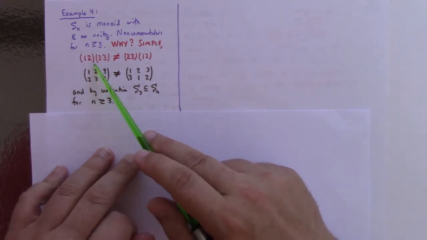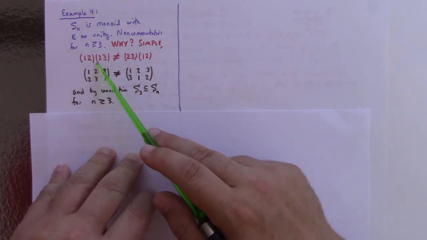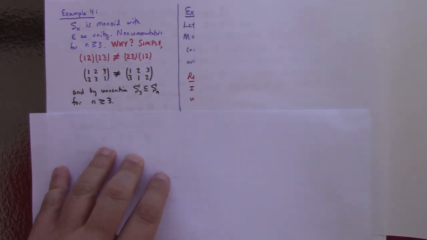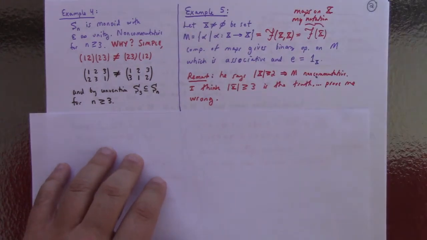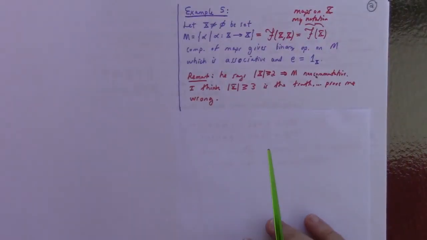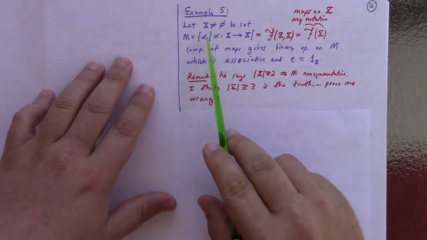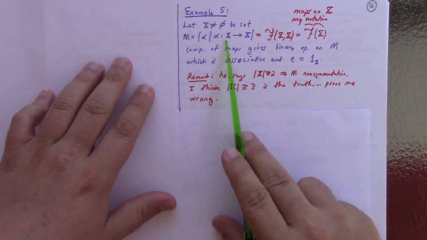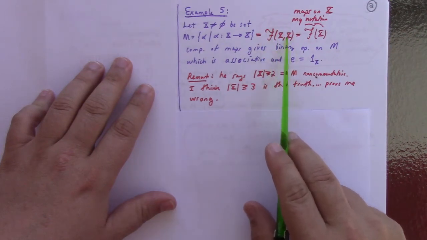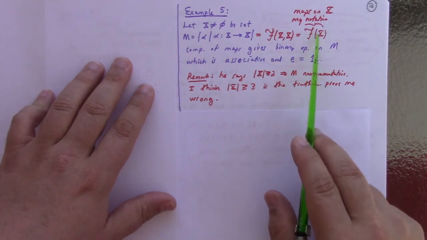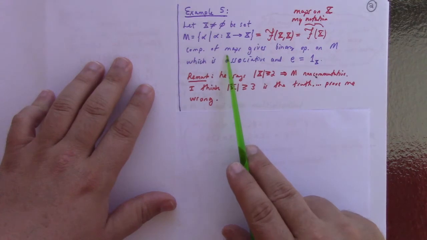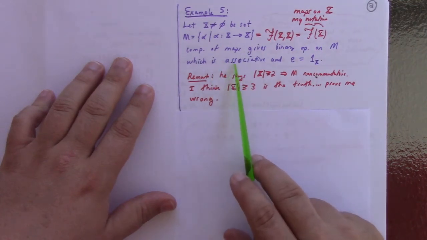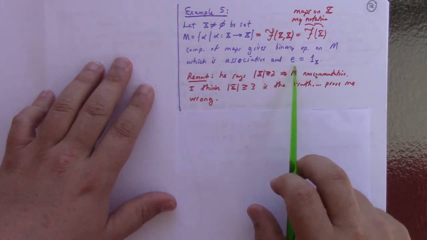Of course, that's an abuse of notation, but it's one of the abuses of notation which makes cycle notation pretty. Now, example 5: we have X, a non-empty set. We can look at the set of all maps on that set. I would sometimes call this the function space from X to X, or just functions of X. In this case, the composition of maps gives a binary operation on M, which is associative, and the identity is exactly the identity map.